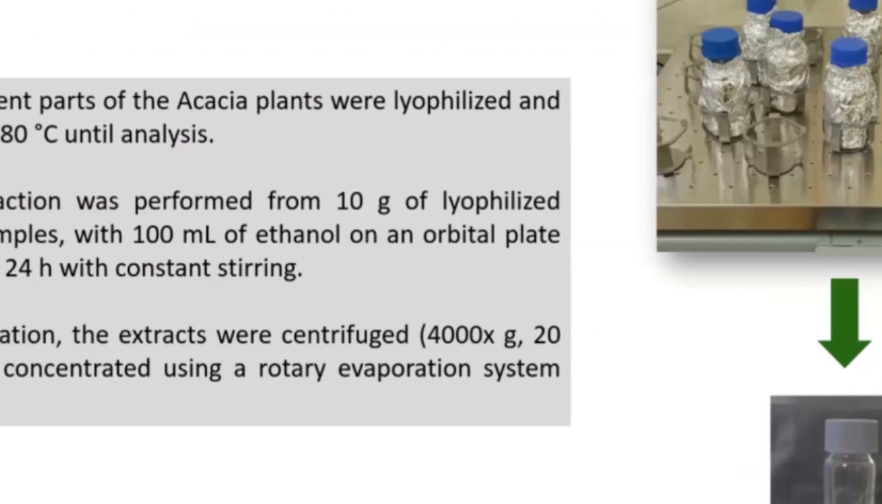The different parts of the acacia plants are lyophilized and frozen at minus 18 degrees Celsius. The extraction is performed from 10 grams of lyophilized acacia sample with 100 milliliters of ethanol on an orbital plate for 24 hours. After filtration, the extracts are centrifuged and concentrated using a rotary evaporator.